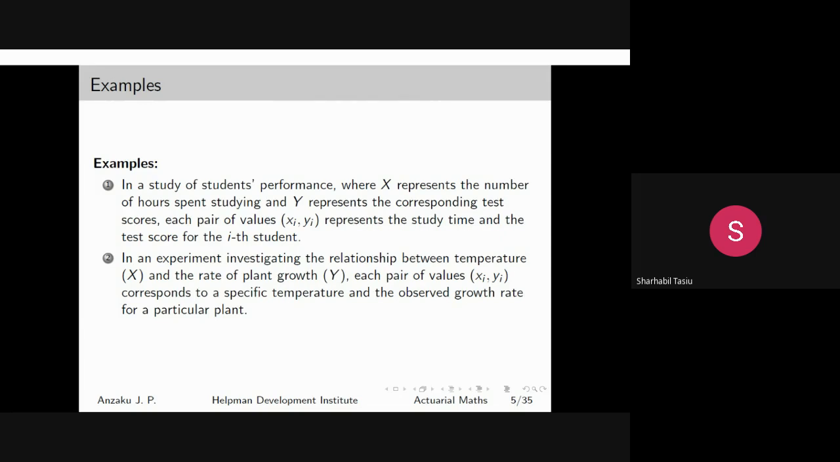Now, in an experiment investigating the relationship between temperature x and the rate of plant growth y, we want to see whether temperature affects plant growth. Each pair of values, x subscript i and y subscript i, corresponds to a specific temperature and the observed growth rate for a particular plant.